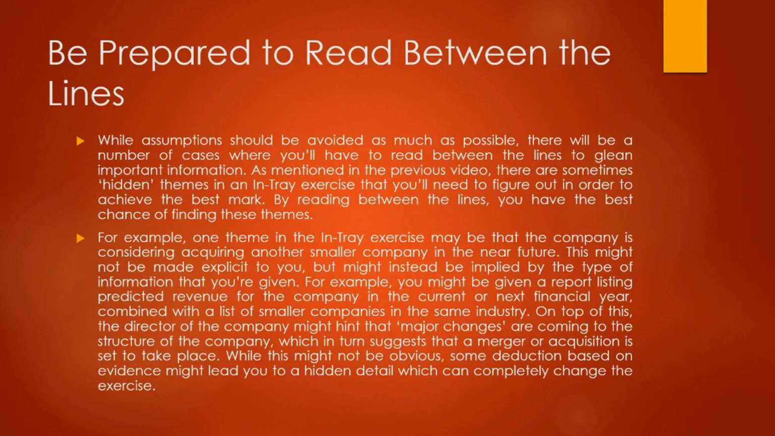For example, one theme in the in-tray exercise may be that the company is considering acquiring another smaller company in the near future. This might not be made explicit to you, but might instead be implied by the type of information that you're given. For example, you might be given a report listing predicted revenue for the company in the current or next financial year, combined with a list of smaller companies in the same industry. On top of this, the director of the company might hint that major changes are coming to the structure of the company, which in turn suggests that a merger or acquisition is set to take place. While this might not be obvious, some deduction based on evidence might lead you to a hidden detail which can completely change the exercise.